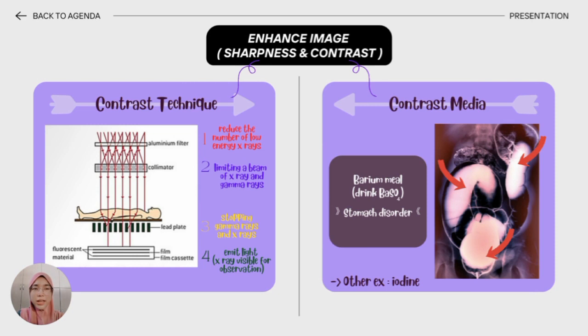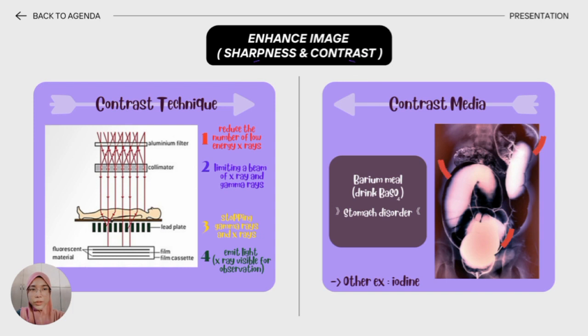The second one is enhanced image sharpness and contrast that includes 2 points, which is contrast technique and contrast media. On contrast technique, it's separated by 4 different layers that work together to bring out most benefit. It started with aluminium that is mainly to reduce the numbers of low energy X-rays. Collimators were used to limit a beam of X-ray and gamma rays. At the same time, it helps stop gamma rays and X-rays. On the last layer, film cassette contains film and fluorescent material which can emit light, hence making the X-ray visible for observation.